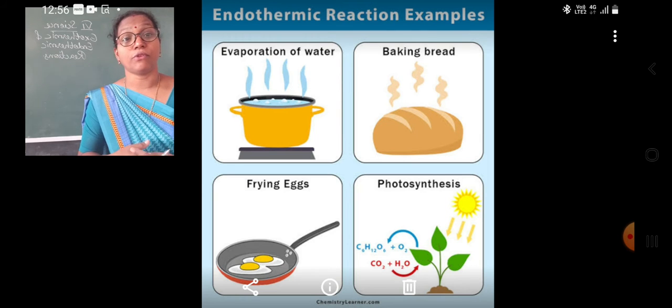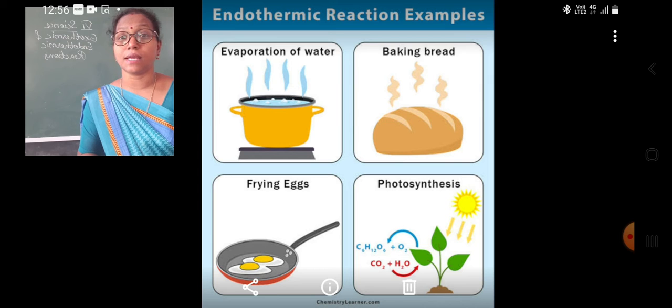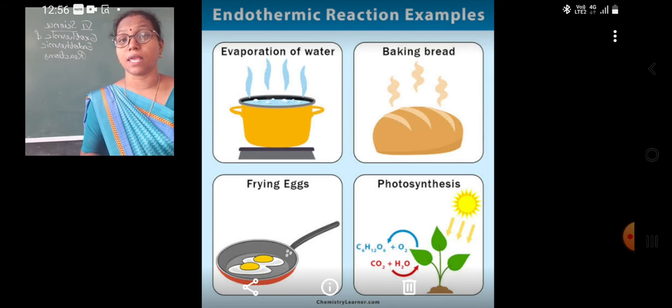Then students, photosynthesis is an example of endothermic reaction in which the heat energy and the light energy of the sunlight is absorbed by the green leaves. Using carbon dioxide and water, they make their own food, during which oxygen is evolved as a byproduct. So students, photosynthesis is an example of endothermic reaction.